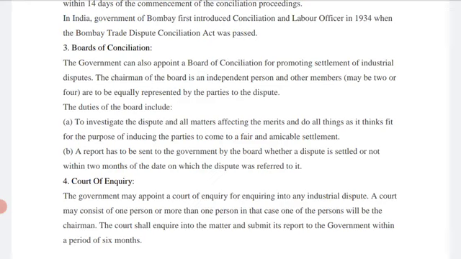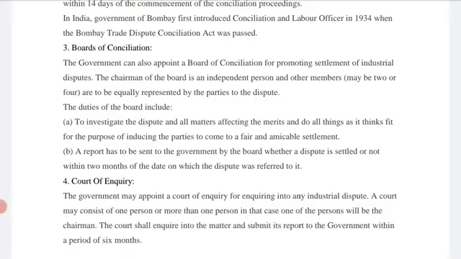Okay, they are supposed to investigate. Investigation upon the matter due to which the dispute has started. A report has to be sent to the government by the board whether the dispute is resolved or not. Whether the dispute is settled, the board is supposed to report to the government.